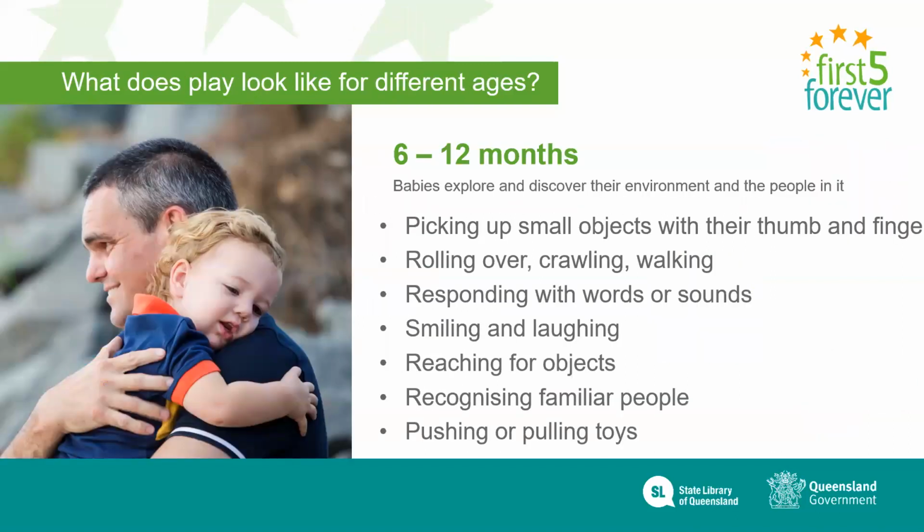So what does play look like for 6 to 12 months old children? So the babies are still exploring, they're still discovering their environment and the people in it. So they might be picking up small objects with their thumb and finger. They might be rolling over, they might be crawling, walking, smiling, laughing, reaching for objects, pushing or pulling toys.